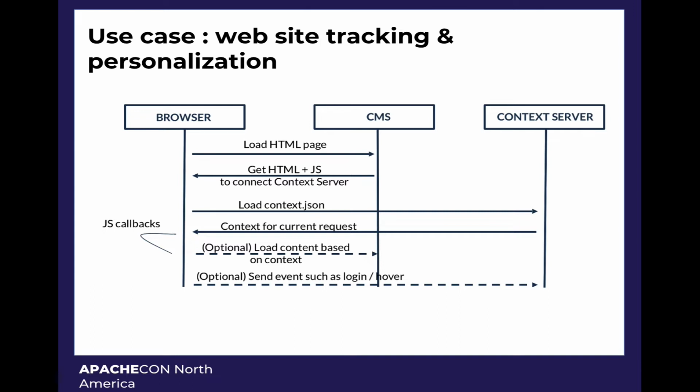I use the context server interchangeably with Unomi. It's the same thing. Then we ask Unomi for the context, which contains the profile, and we get it back. Based on that information, which will contain information such as the last time this person has come or the segments he's part of, we can then decide to either display some content or send some more events.